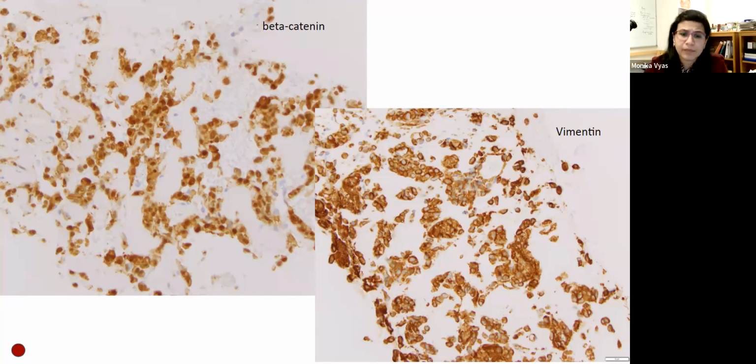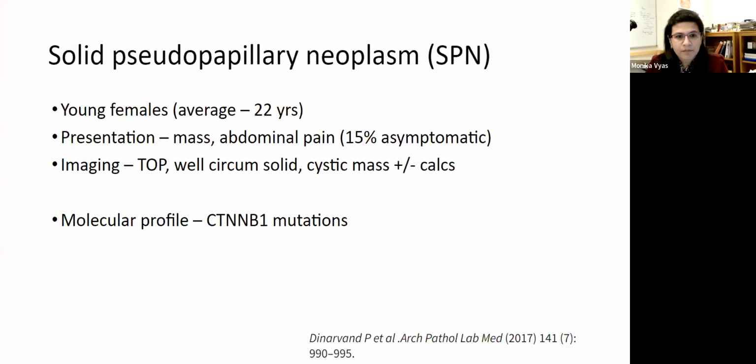Always important to do a beta-catenin immunostain, which would show aberrant nuclear expression. Sometimes neuroendocrine markers, especially synaptophysin, can be positive in these cases, usually very focal and weak, but it can be seen. So before you make a diagnosis of a papillary looking neuroendocrine tumor, always do a beta-catenin. These are also positive for CD10 and vimentin. So those are other stains which can be used.